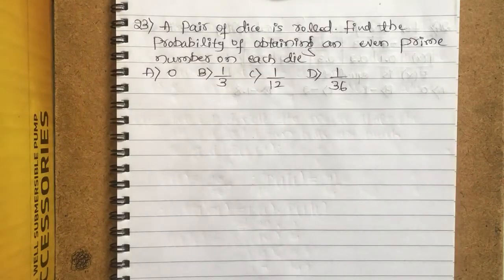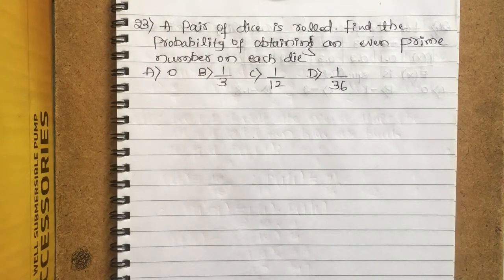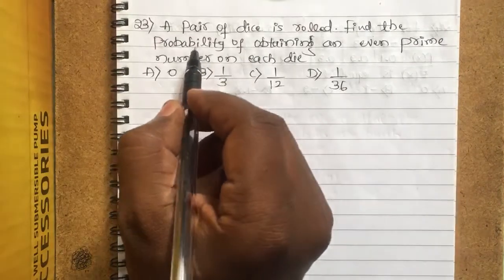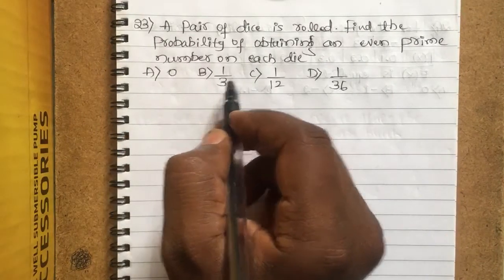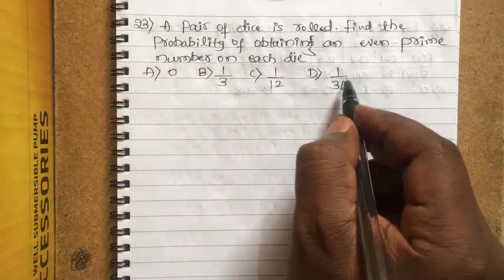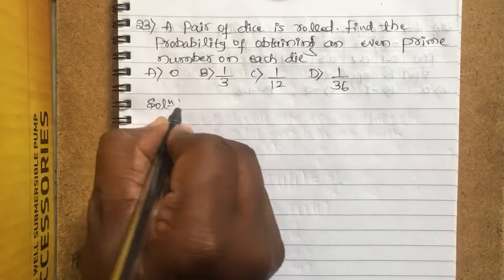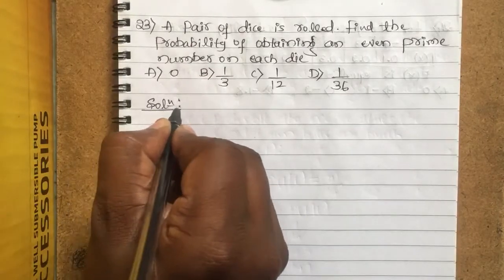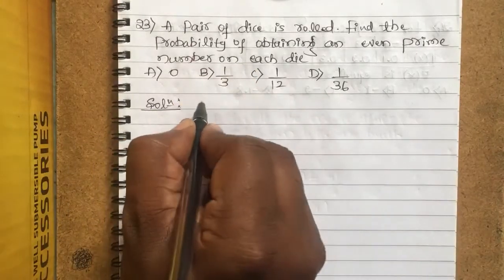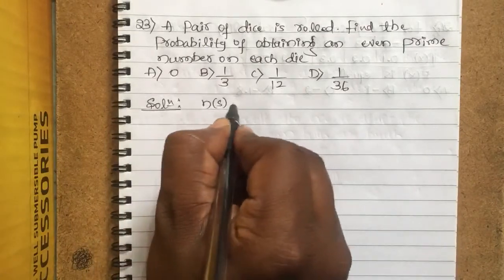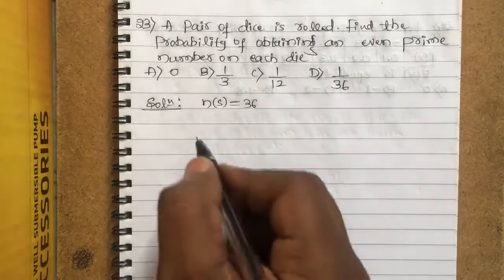Well, the 23rd question: a pair of dice is rolled. Find the probability of obtaining an even prime number on each die. Option A is 0, option B is 1 by 3, option C is 1 by 12, option D is 1 by 36. So here a pair of dice means you're throwing two dice. So n of S equals 36, n of S equal to 36.